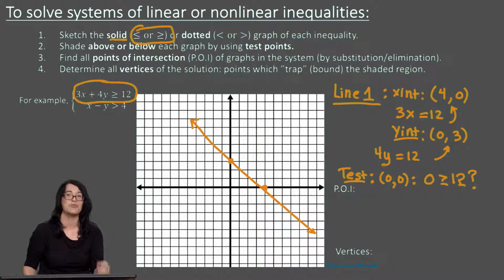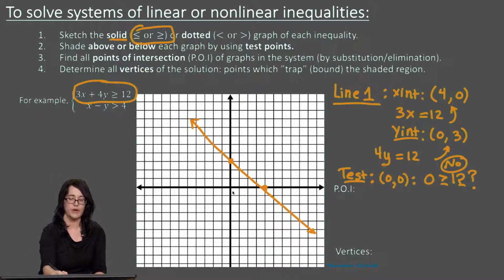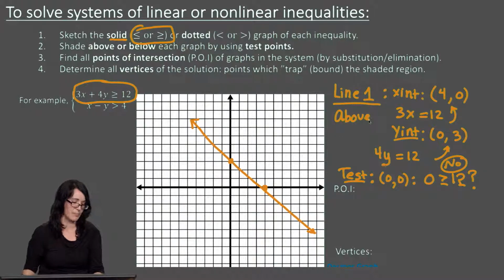Yes, it is, which would mean we would want to include, sorry, I said yes when it's definitely false. No, it's not, which would mean we would not want to include 0, 0, meaning we need to shade where 0, 0 is not located. Well, 0, 0 is located below the line, so we will be shading above that line. So we're shading above our first line, and now let's move on to our second line.